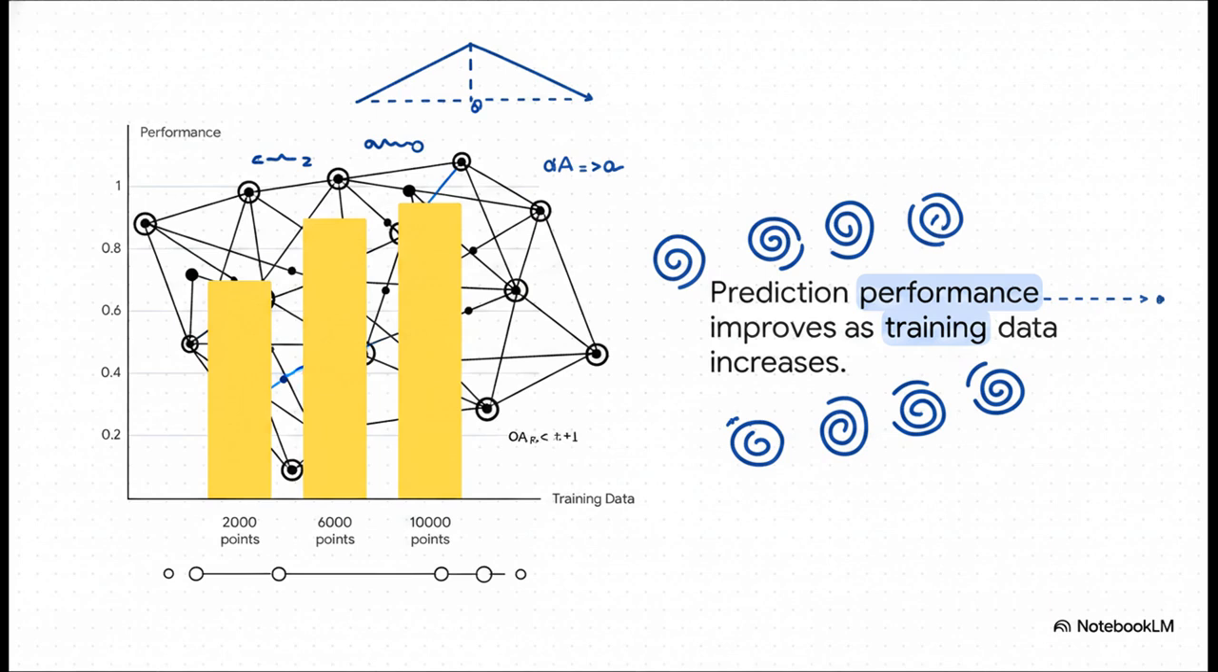For example, with 2,000 data points, we sit at a 0.7 performance. By 6,000 points, we jump to 0.9. And at 10,000 points, we asymptotically approach that strict saturation point at 0.95.